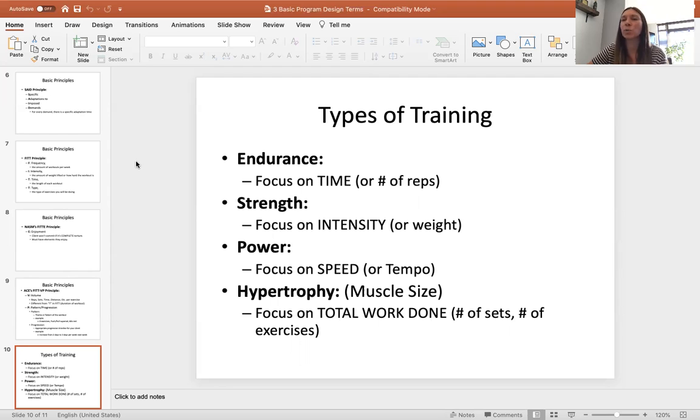Hypertrophy is actual muscle size. You are growing the size of your muscle, okay? So this focuses on the total work done. So the number of sets you've done, the number of exercises you've done. It's the total damage that you do to your muscle so it can repair and grow. So that is hypertrophy, total work done.